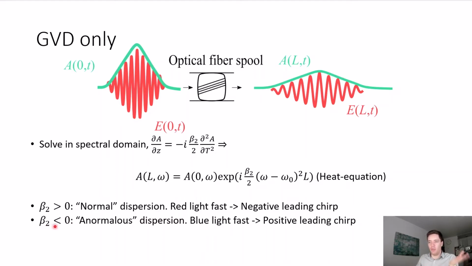And conversely, if beta 2 is smaller than 0, we refer to this as being a normal dispersion, in which case the blue light will pull ahead and the red light will trail behind.